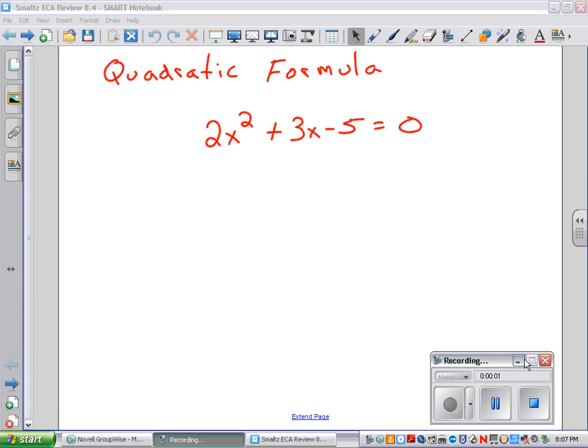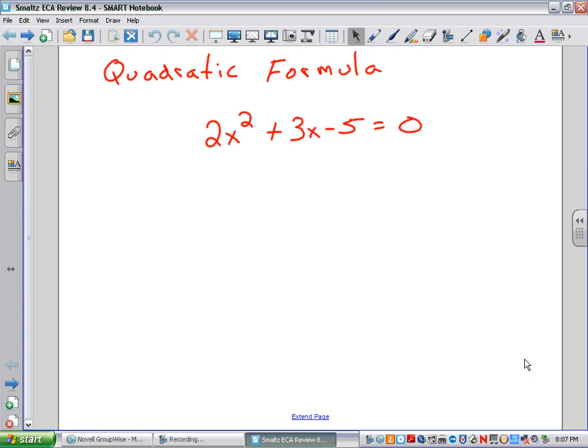All right, hello. We are ready for our next section of notes. This is called quadratic formula, and you use the quadratic formula to solve an equation like this one: 2x squared plus 3x minus 5 equals 0. Notice it's a quadratic because it has the x squared term in it. Well, first we need to remember the quadratic formula.